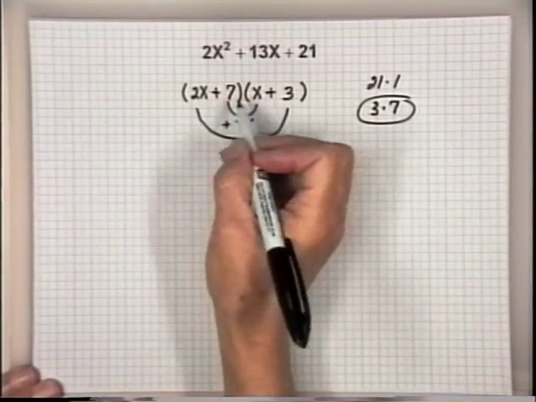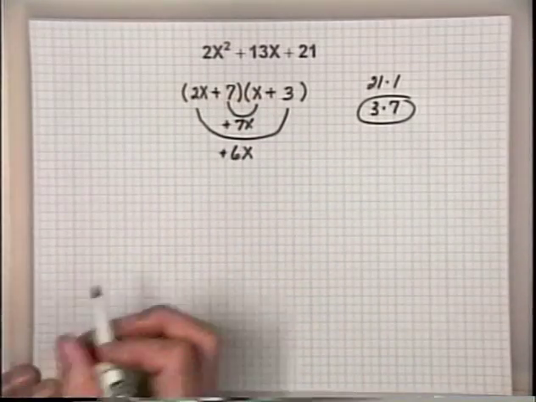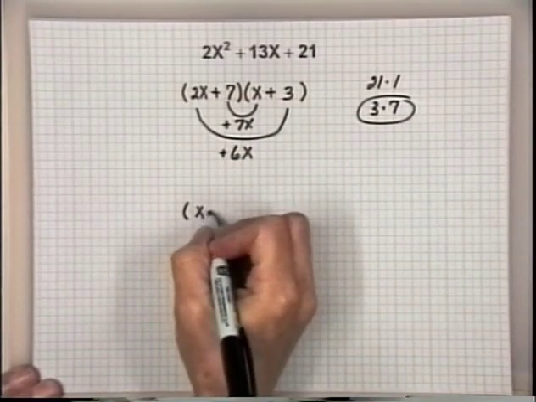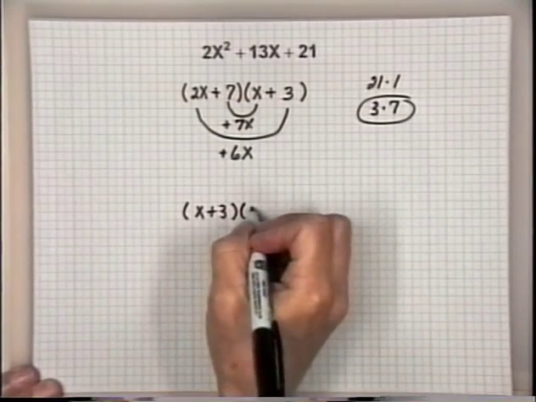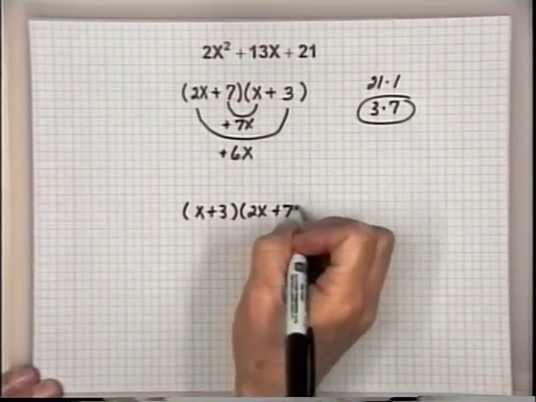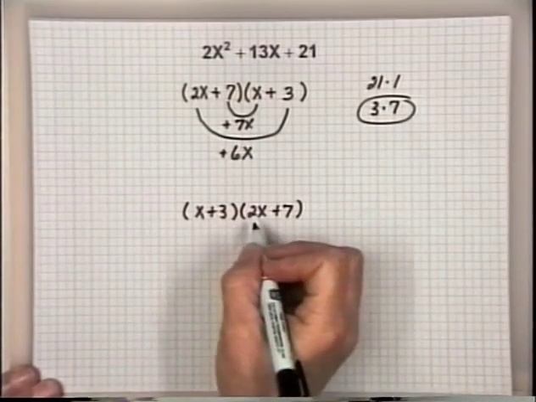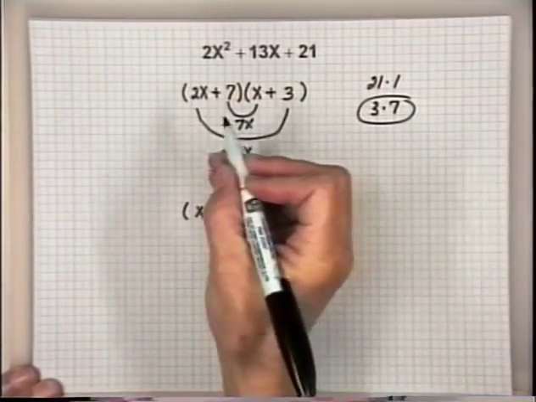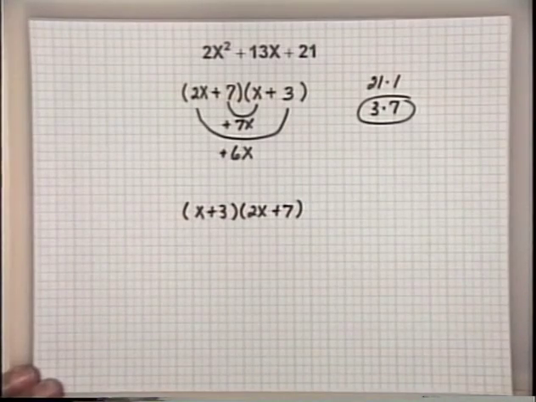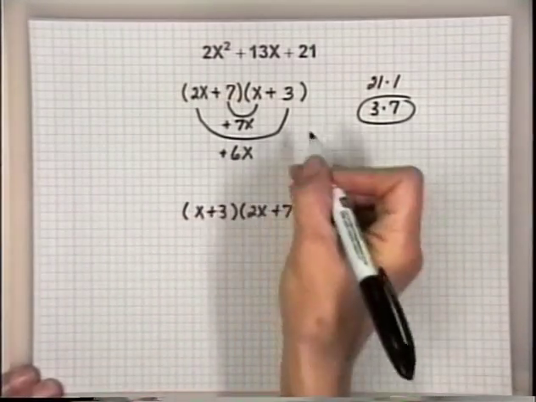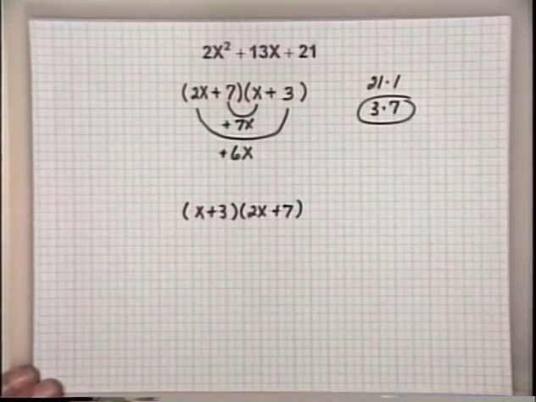Recall also that these do not have to be written in this order. It is okay to write x plus 3 times 2x plus 7 because these are the same two factors, just in a different order than these. Our factors must be alike, but the order is not important.